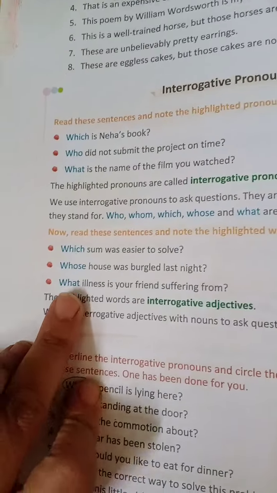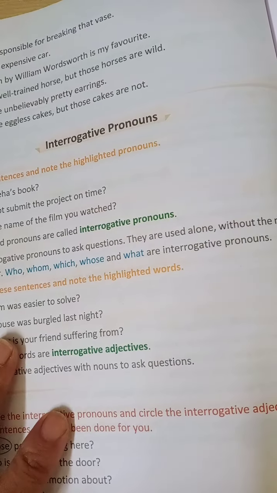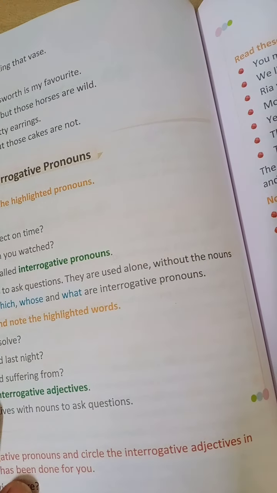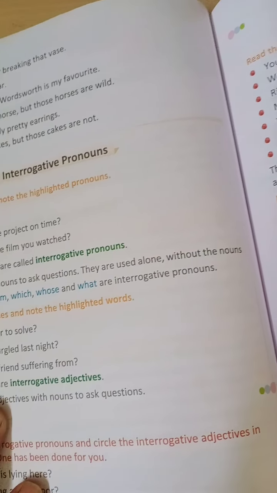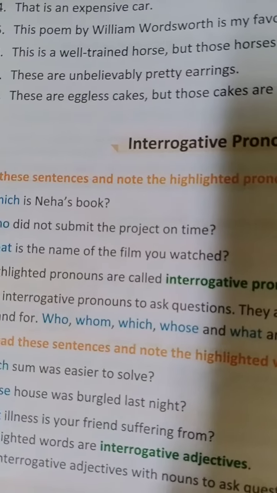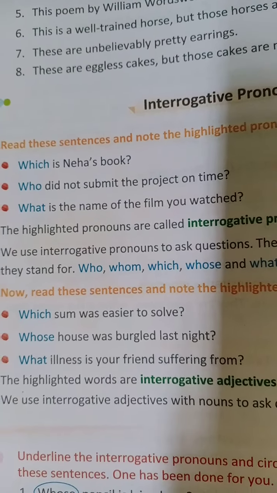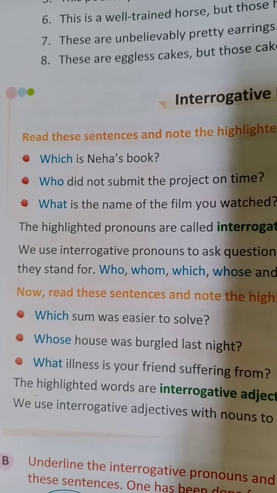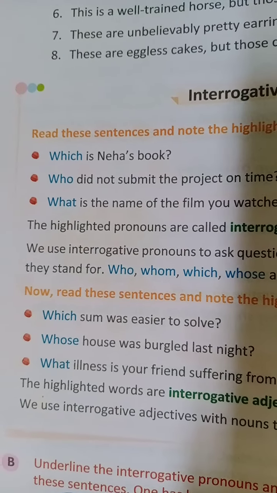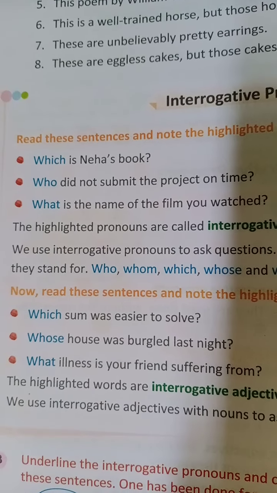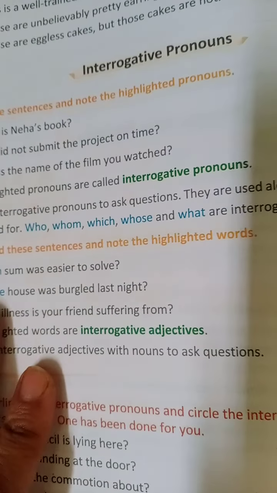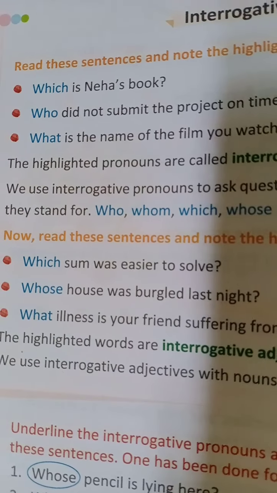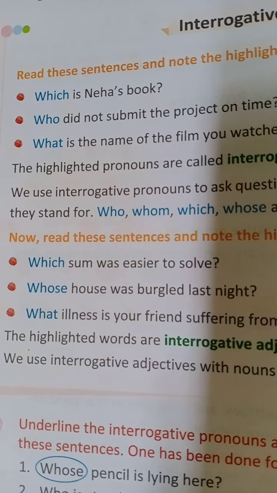Now if you can read these sentences: which sum was easier to solve? Whose house was burgled? What illness is your friend? So highlighted words are interrogative adjectives. Now how will you identify an interrogative pronoun and interrogative adjective? It's very simple. After an interrogative pronoun, a verb or auxiliary verb is used, and after that a noun is used. That is an interrogative pronoun. Whereas for an interrogative adjective, the word is used directly before the noun. So that is an interrogative adjective.